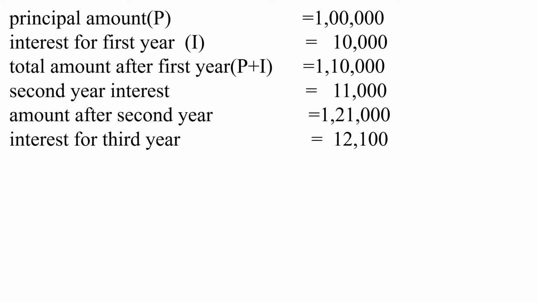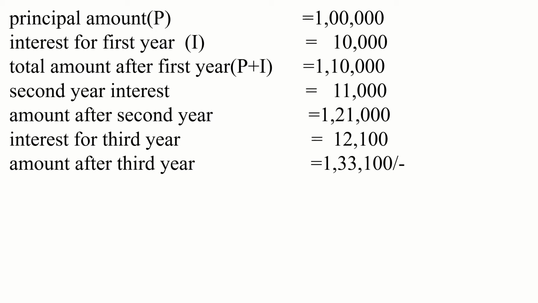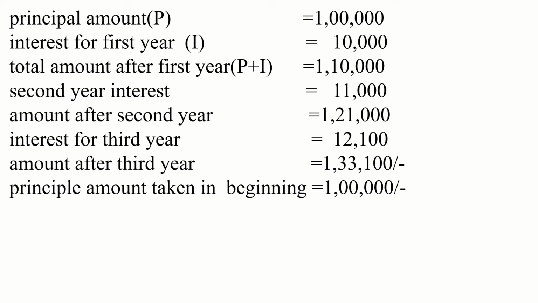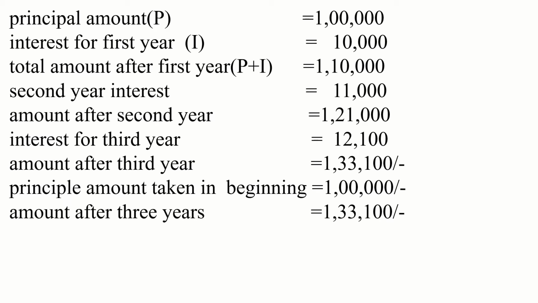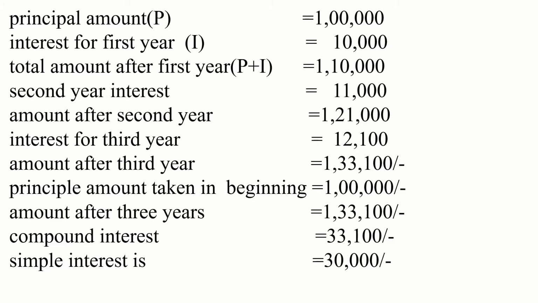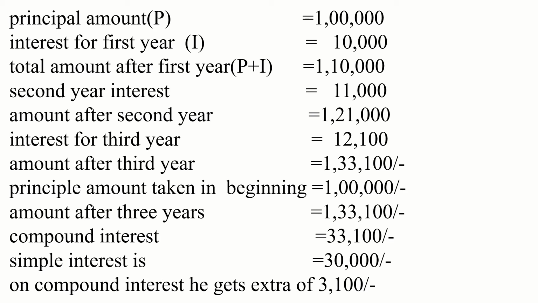So the interest is 12,100, and the total amount is 1 lakh 33,100. The principal amount is 1 lakh, and the amount after 3 years is 1 lakh 33,100. So the compound interest is 33,100. Simple interest is 30,000, so with compound interest you get an extra 3,100. This is the concept of compound interest.